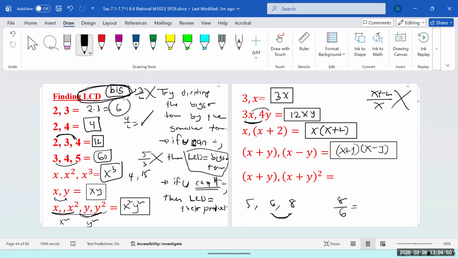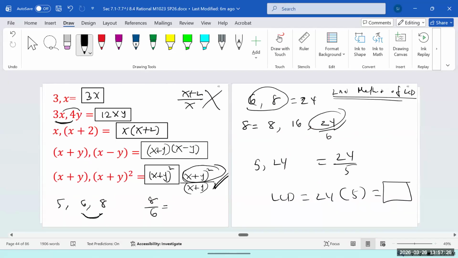Now the last one. We have x plus y squared, and we have x plus y alone. Can you divide x plus y squared by x plus y? It is possible. So what's the answer? Squared, the bigger one. If you can divide, the answer is the bigger one. If you cannot divide, the answer is the product. That's all you have to know for this class. For later or for homework, I think you have to know more. But at least for the exam, that's all you have to know.